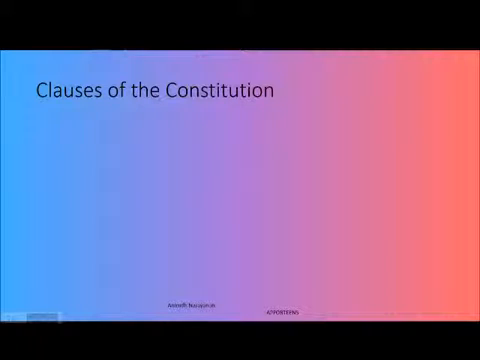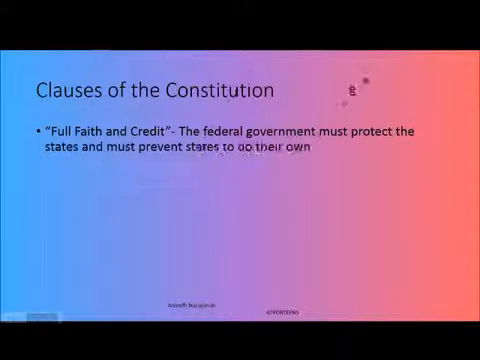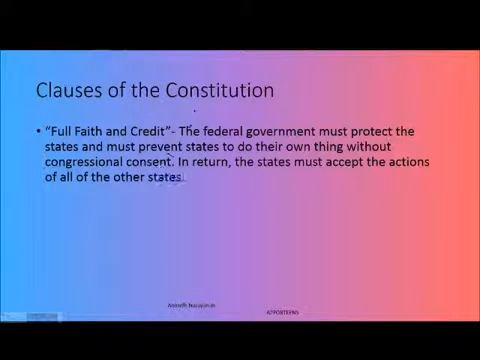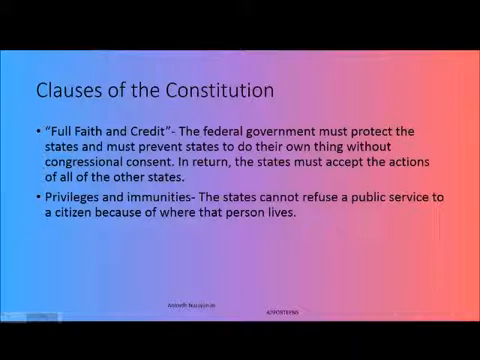Clauses of the Constitution. Full faith and credit clause. The federal government must protect the states and prevent the states from doing their own thing without congressional consent. In return, the states must accept the actions of all other states. This is basically the idea that the federal government must protect the states and make sure that the states follow congressional consent, congressional rule, and at the same time the states must accept the decisions of all the other states. So for example, if you are allowed to have a license in one state, you can have a license in another. You technically are allowed that license despite moving to a different state where you may not have had that license.